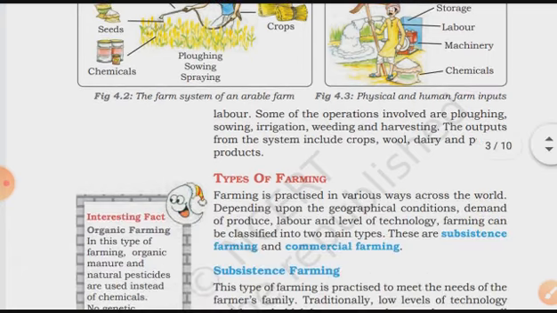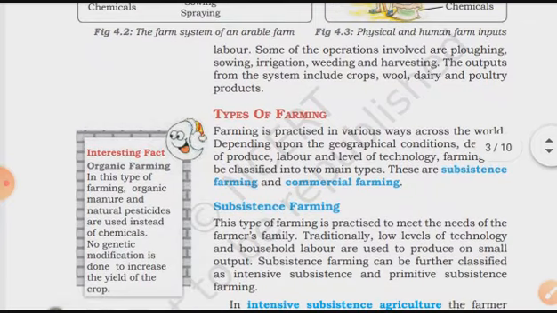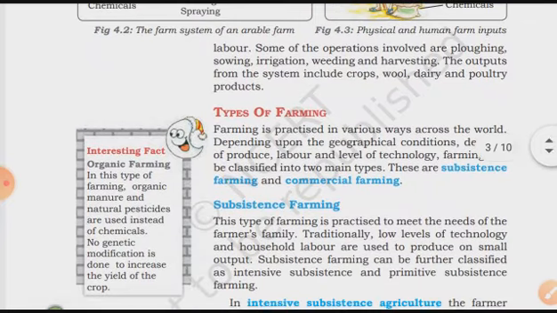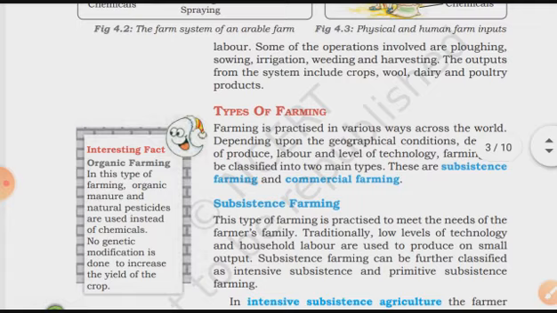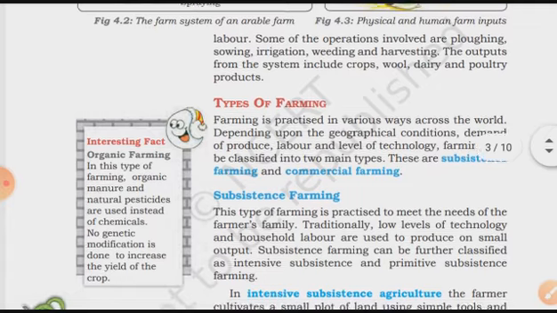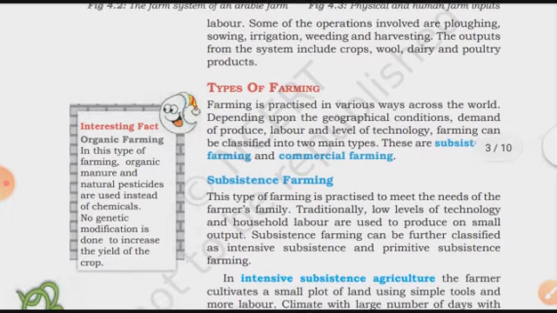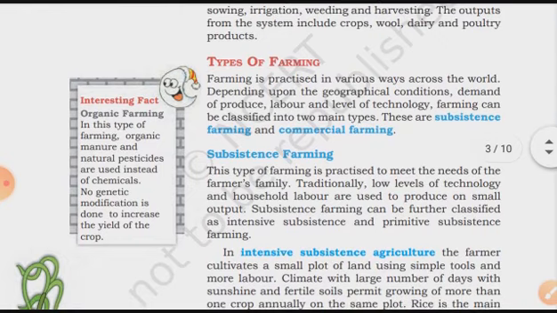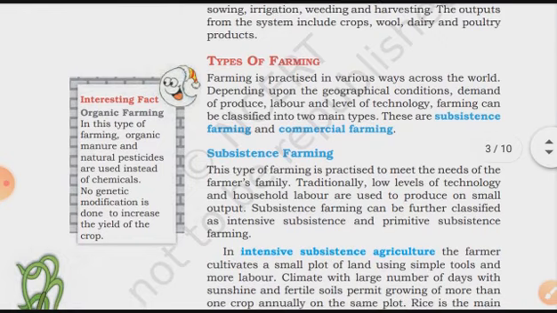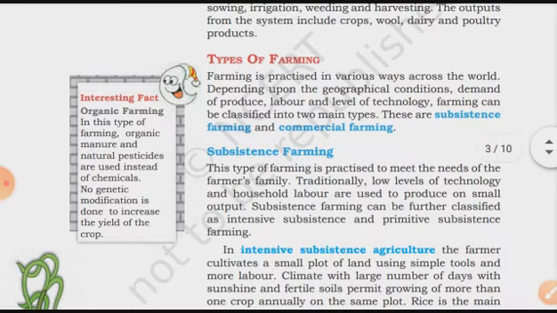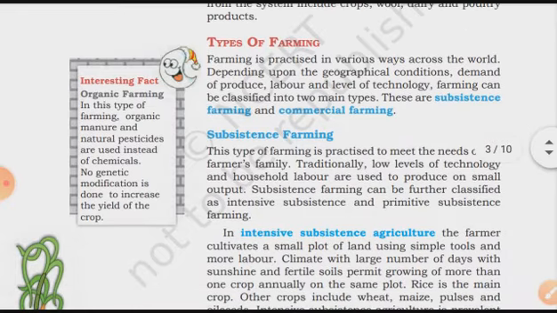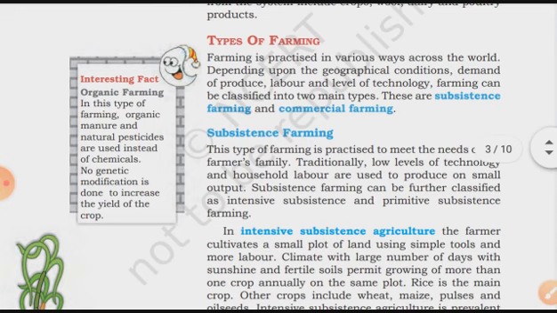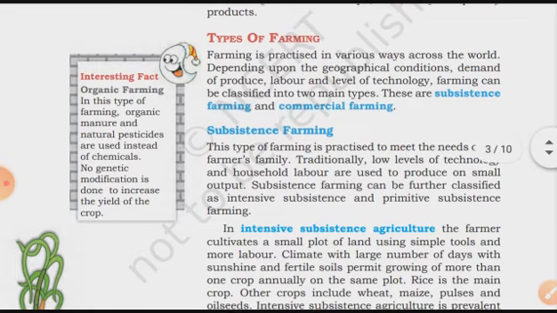Then after this they have given the types of farming. Farming is practiced in various ways across the world. So farming is mainly practiced in various parts of the world. Depending upon the geographical conditions, demand of products, labor, and level of technology, farming can be classified into two main types. These are subsistence farming and commercial farming.